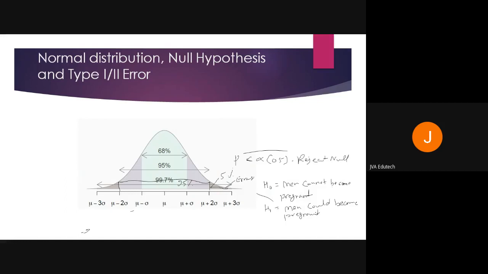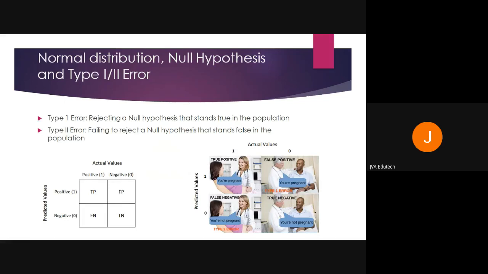Similarly, we have type 2 error, where we fail to reject a null hypothesis that stands false in the population. So we are failing to reject a null hypothesis, meaning we are accepting it in a situation when the concept stands false in the population. To see whether we are making a type 1 error or type 2 error, we make a confusion matrix. So the confusion matrix is like this. You can see here.